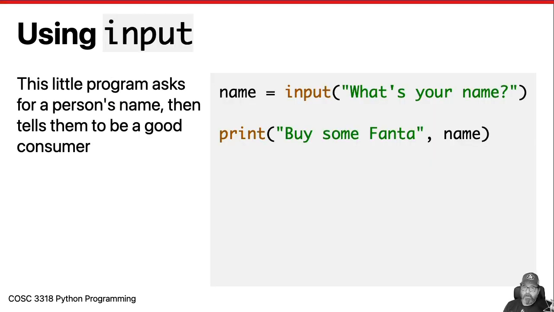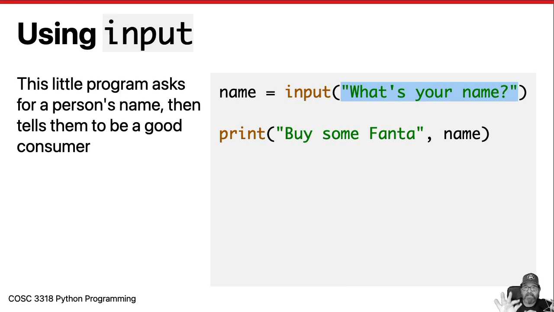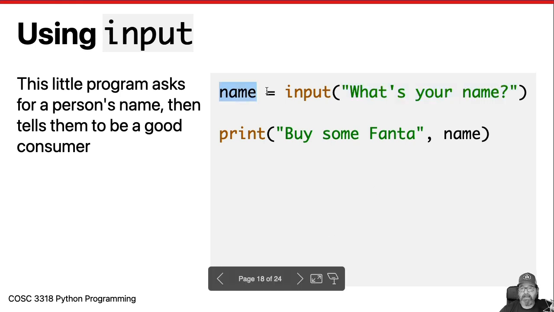Here's a little program. It asks a person, what's your name? And that's going to be printed to the screen. It's going to show you what's your name. And then it stops. It just stops and waits for the person to type in their name and hit enter. When they hit enter, the value that they typed in, Curtis, that's what gets stored into memory because we assign it using the assignment operator. Input gives us back that string. We assign it to name. And then we can use it. We can tell, buy some Fanta, Curtis.